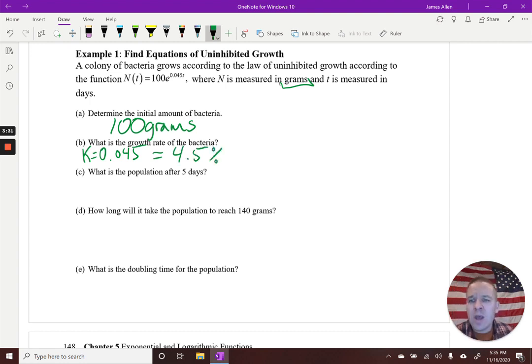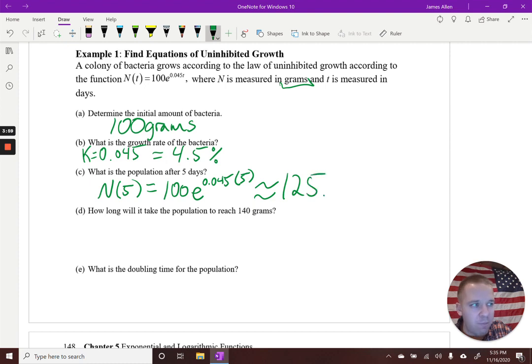Lovely. Now, what is the population after 5 days? Well, now I need to get my calculator out. So we'll have N of 5 is equal to 100 e raised to the 0.045, substitute 5 in for t. I have already calculated this. It is approximately 125.232 grams. You'll see us use 3 decimal places frequently in these.